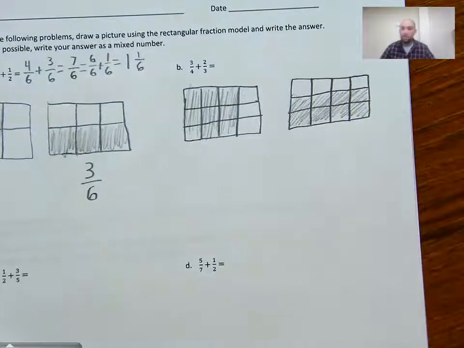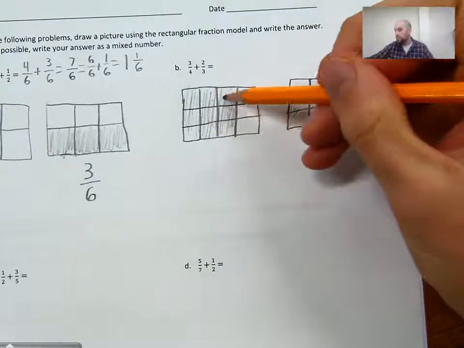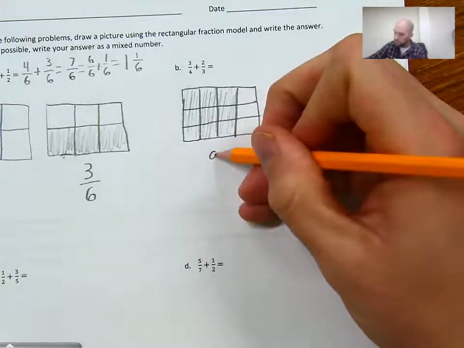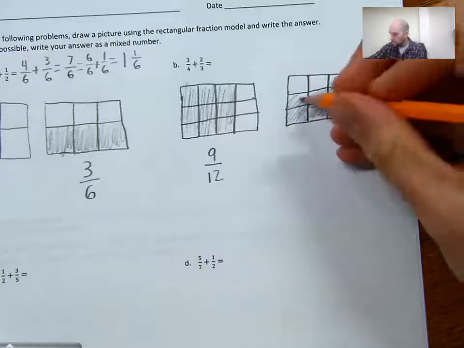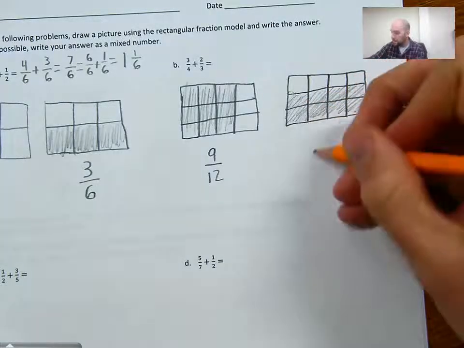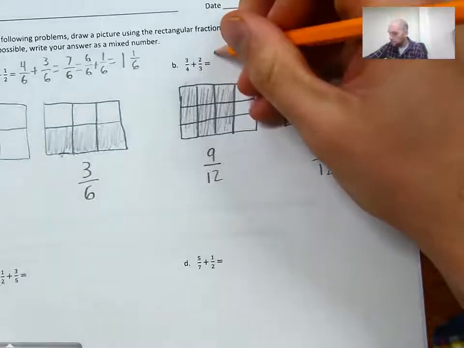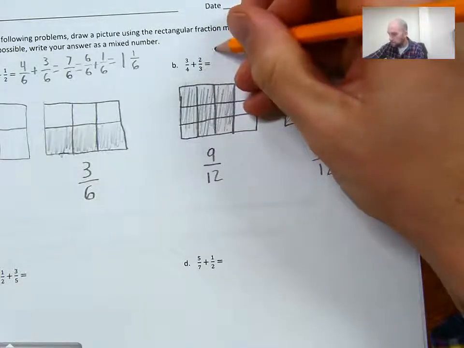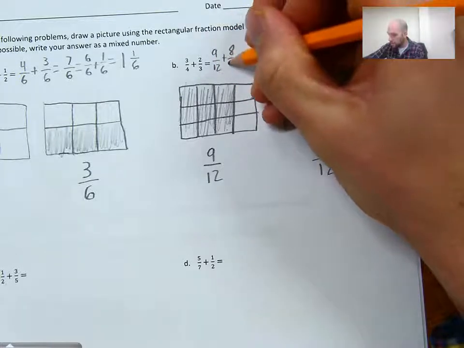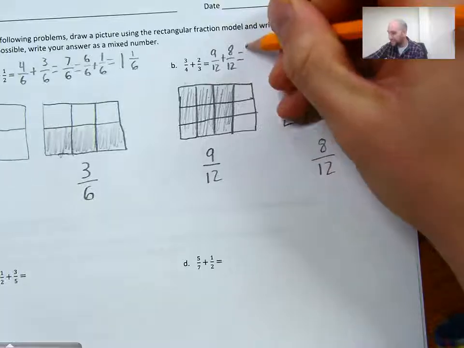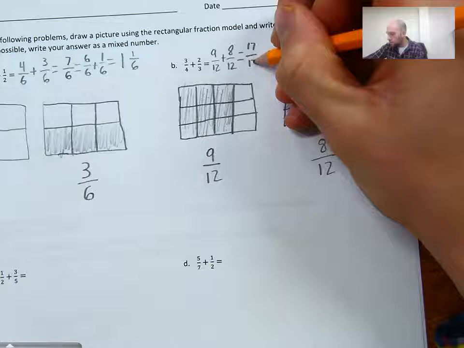Now we have 12 pieces in each rectangle. We have 1, 2, 3, 4, 5, 6, 7, 8, 9 twelfths. And then we have 1, 2, 3, 4, 5, 6, 7, 8 twelfths. So we have 9/12 plus 8/12. Well, 9 plus 8 is 17. 17/12.